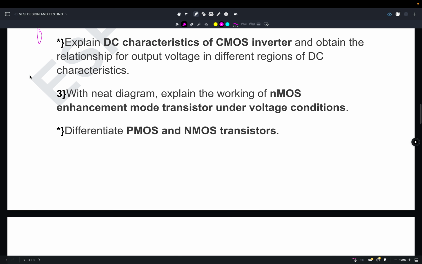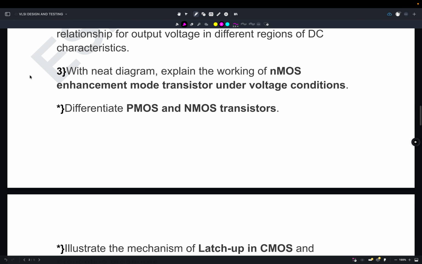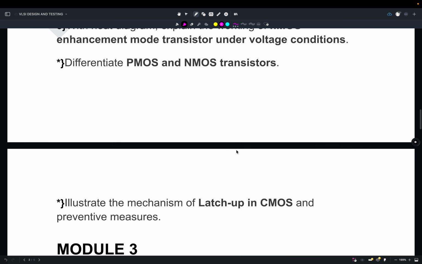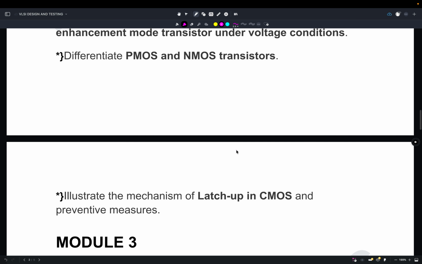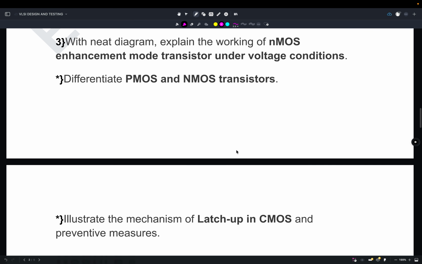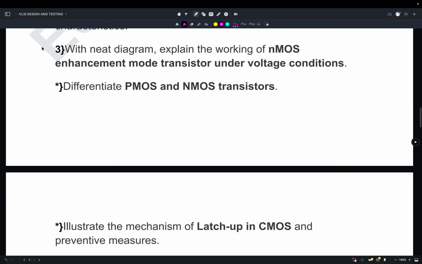After that, let's see module 3. In module 3, with a neat diagram, explain the working of an enhancement mode MOS transistor under different voltage conditions, and differentiate PMOS and NMOS transistors. This is also a very important question. Differentiate and illustrate the transmission of latch-up in CMOS and prevention measures. In these two questions, one is going to come in your exam, in Part B or Part A. In these three questions, one question is going to come in your exam. Please read every question. One question for 6 marks. In this module also you can easily get 20 out of 20 marks.